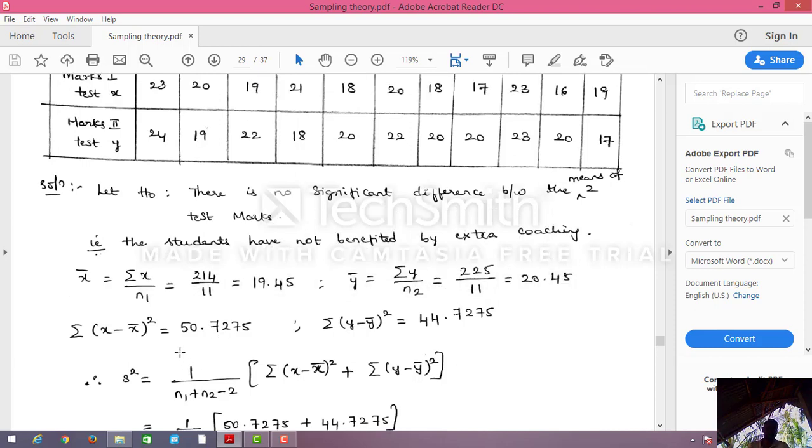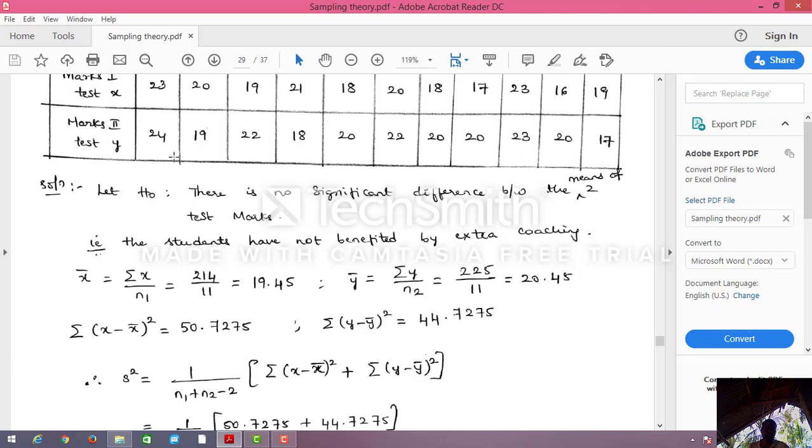Now here, I am finding the summation of x minus x bar whole square. That is 23 minus 19.45 whole square plus 20 minus 19.45 whole square plus 19 minus 19.45 whole square plus 21 minus 19.45 whole square plus 18 minus 19.45 whole square plus 20 minus 19.45 whole square plus 18 minus 19.45 whole square plus 17 minus 19.45 whole square plus 23 minus 19.45 whole square plus 16 minus 19.45 whole square plus 19 minus 19.45 whole square. If you add that, you will get 50.7275.